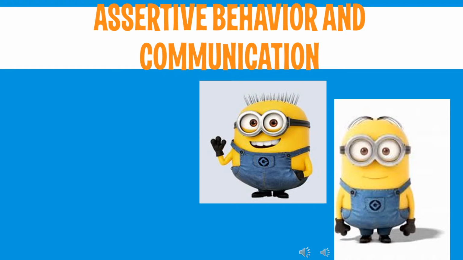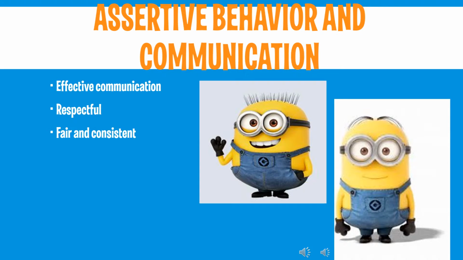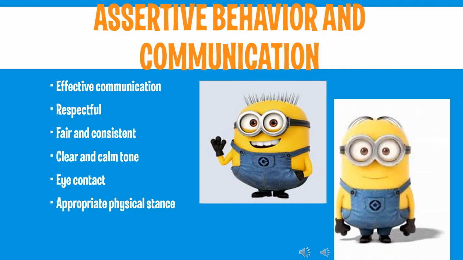There are some key points to remember when thinking about assertive behavior and communication. These points are using effective communication about your needs and expectations, being respectful of others but not always supporting their behaviors, remaining fair and consistent, meaning not giving your friend the benefit of doubt without hearing both sides of the story, or making sure that you are treating all residents the same, using a clear and calm tone of voice, keeping eye contact with the persons you are speaking with, and always demonstrating an appropriate physical stance that is straight towards the person you are talking to.